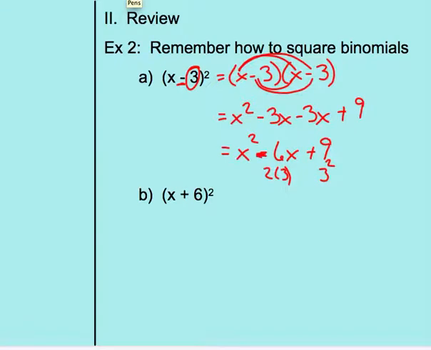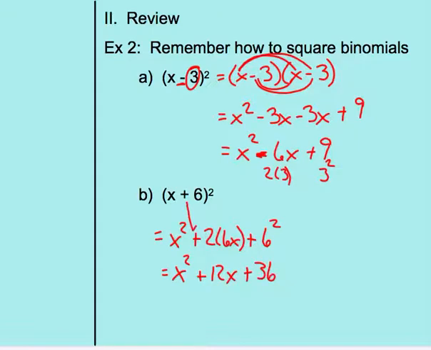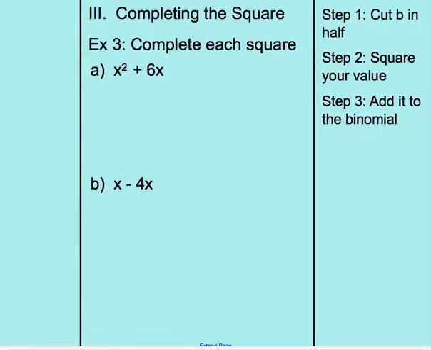So the shortcut, if you can follow me, is x squared plus 2 times 6x plus 6 squared. So we'd get x squared plus 12x plus 36. And this is positive because the sign in the binomial is positive. So again, the pattern that we need to notice is our b term is 2 times the number in the binomial, and our c term is the number in the binomial squared. So keep that in mind as we learn how to complete the square.